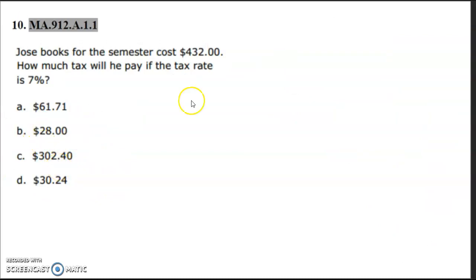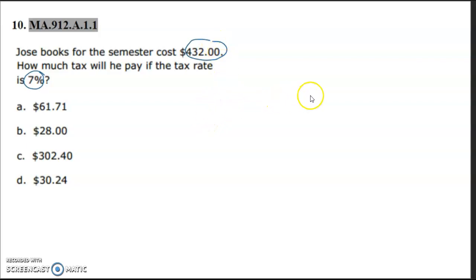All right, let's go ahead and do number 10. This one doesn't require too much setting up. It's just kind of understanding what 7% is. So Jose's books for the semester cost $432. How much tax will he pay if the tax rate is 7%? Well, to figure out the tax rate of 7%, we need to find 7% of 432.